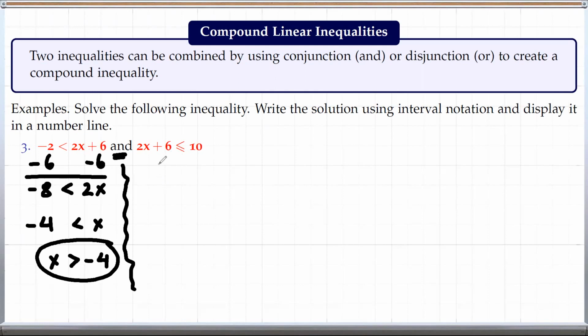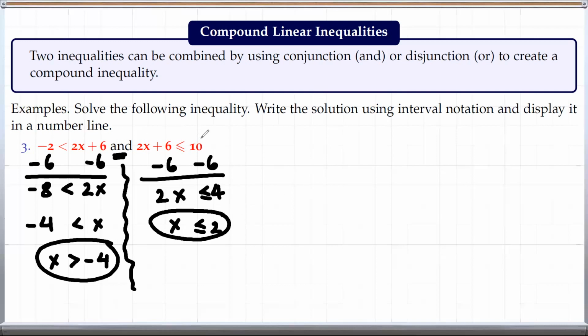Solution to the second one, again we can subtract 6 from both. So we get 2x less than or equal to 4. And then we can divide both of these by 2. So x less than or equal to 2. So this is the solution to the second one.